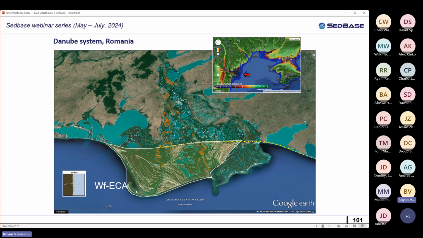So in this case, we have a portion of the delta which is more wave dominated, so we would call this a WF ECA. But we also have a portion of the delta which is more fluvial dominated. The point is that we don't want to be mixing this unit with this unit because they have very different features. They are made up of different facies associations.